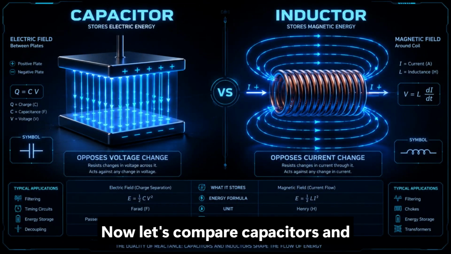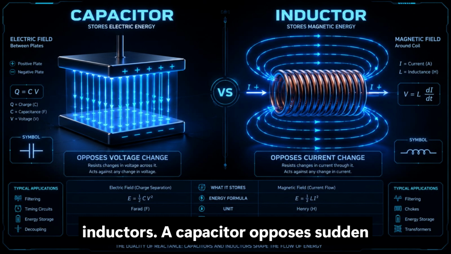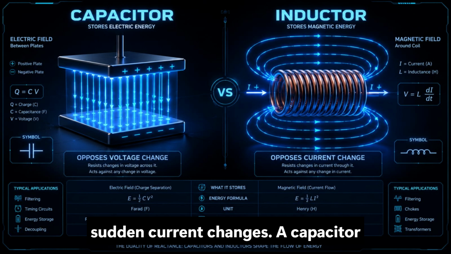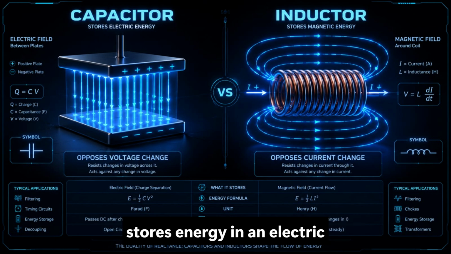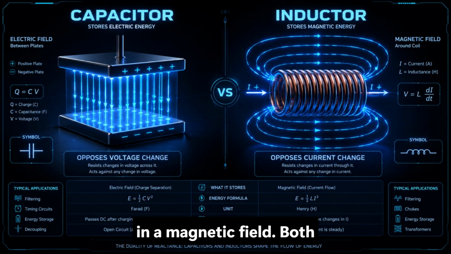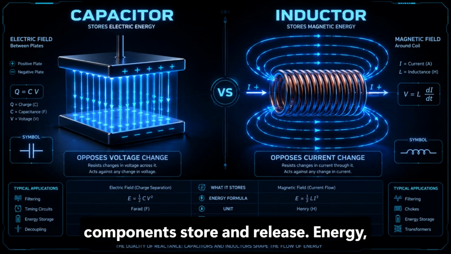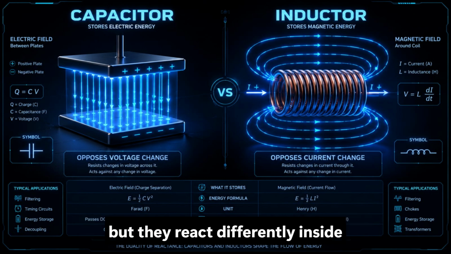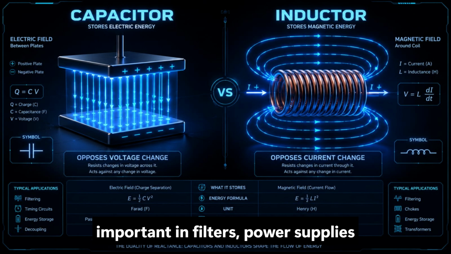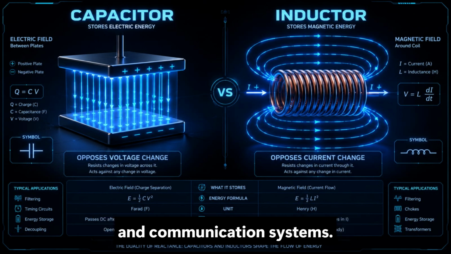Now, let's compare capacitors and inductors. A capacitor opposes sudden voltage changes. An inductor opposes sudden current changes. A capacitor stores energy in an electric field. An inductor stores energy in a magnetic field. Both components store and release energy, but they react differently inside circuits. This difference is extremely important in filters, power supplies, and communication systems.